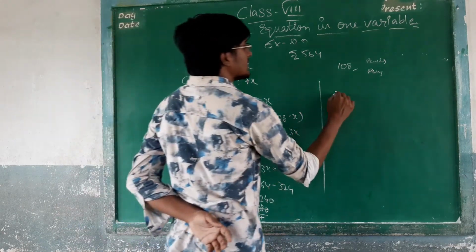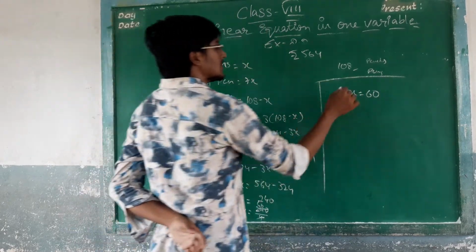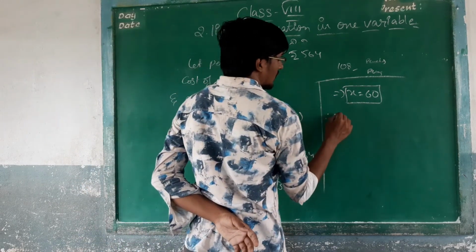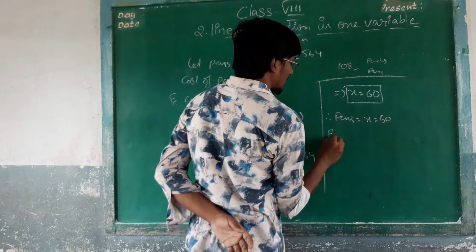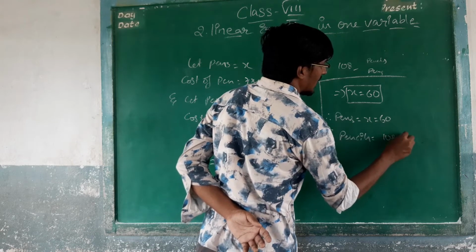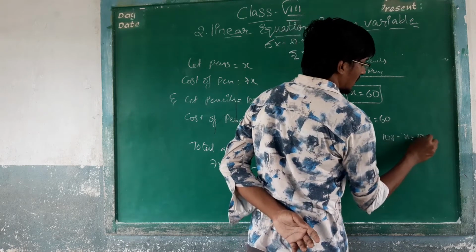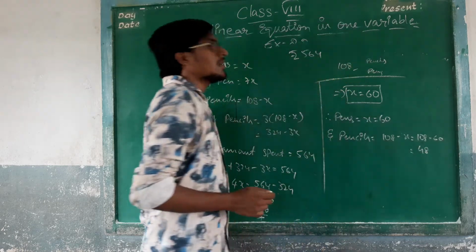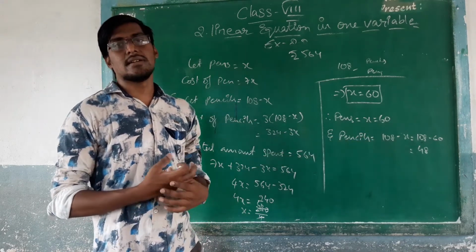X equal to 60. So therefore pens equal to x, that is 60, and pencils equal to 108 minus x. 108 minus x equals 108 minus 60, that equals 48. Therefore, we have bought 60 pens and 48 pencils.